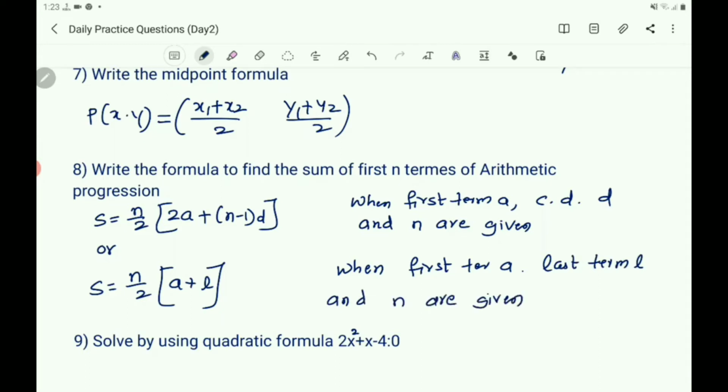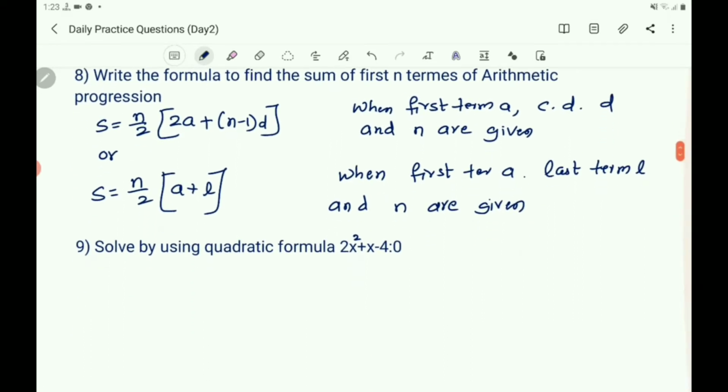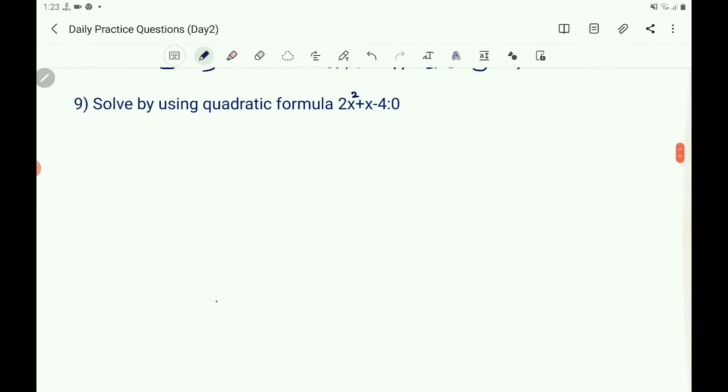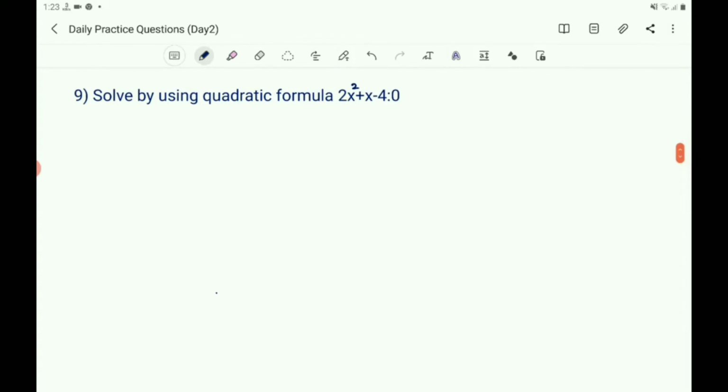Number of terms n are given. The next question: solve by using quadratic formula. It is a 2 marks question. So you take the quadratic equation 2x square plus x minus 4 equals 0. Here we have to solve this quadratic equation by using quadratic formula.